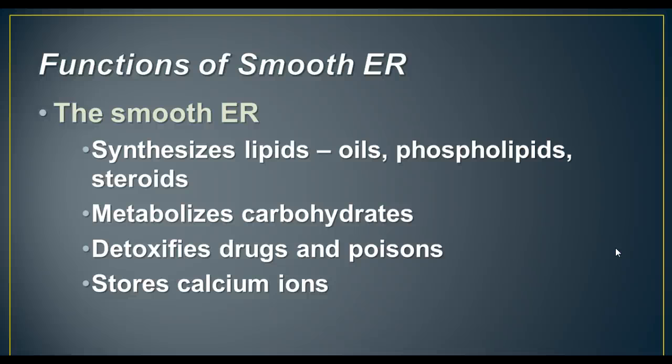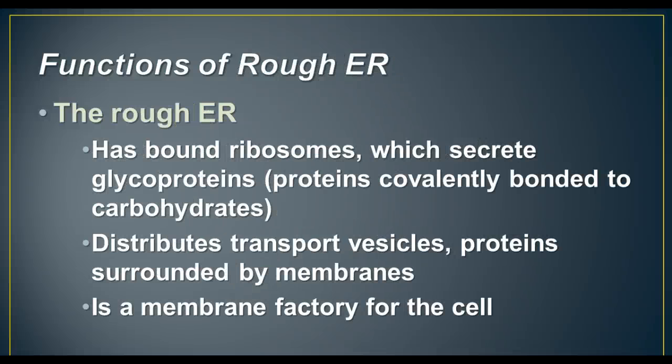Muscle cells have a great deal of smooth ER because they depend on the transport of those calcium ions to change the polarity of the cell membrane, and that's what propagates the nerve transmission from one end of the cell to the other. The rough ER has the bound ribosomes.